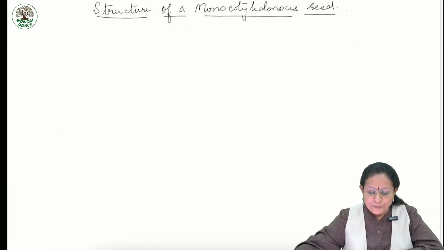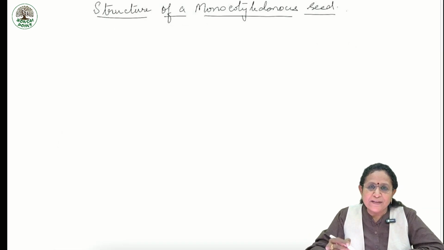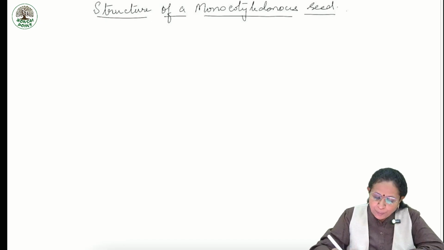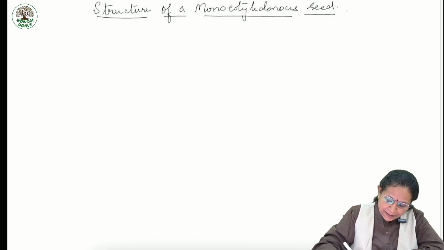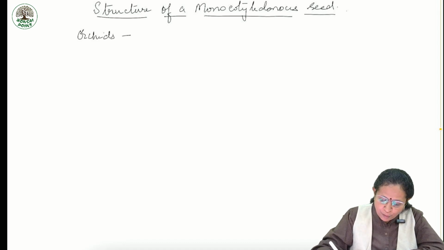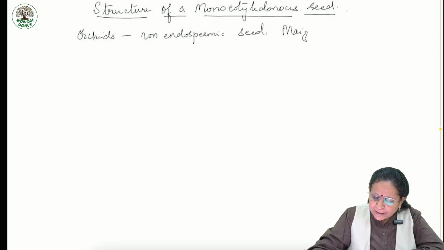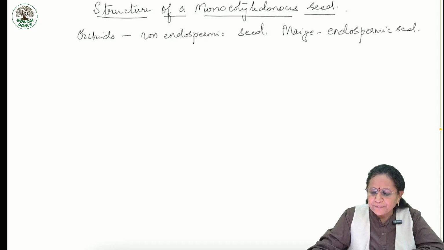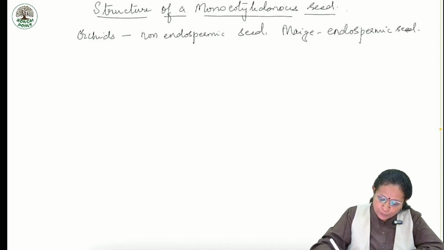Yes, students. By now, you must be familiar with the terms like endospermic seed and non-endospermic seed. Now, passing on to monocotyledonous seed, orchids are example for non-endospermic seed, whereas maize is an example for endospermic seed. Let me just show you the diagram.